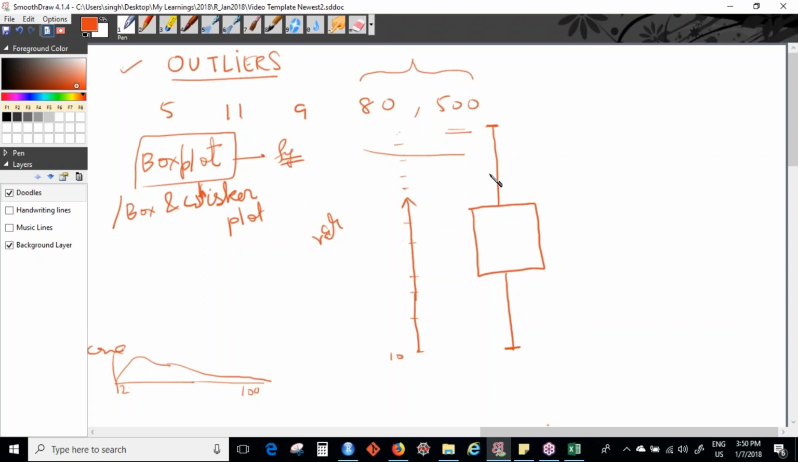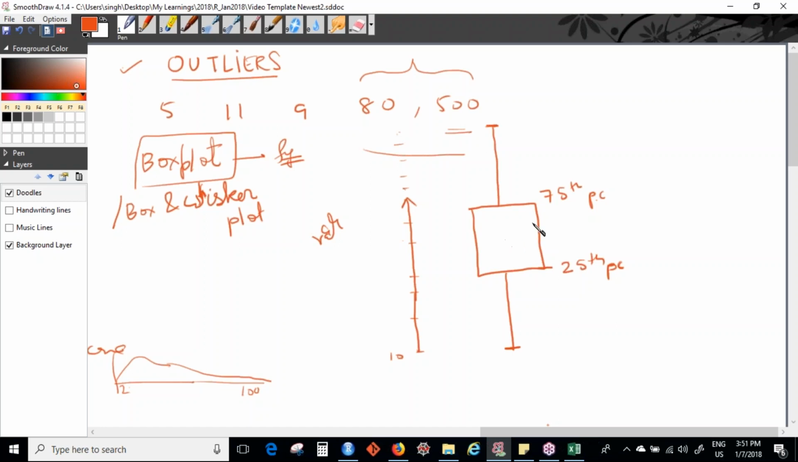Now what does this represent? This is the starting of the box. It represents the 25th percentile. The end of the box represents the 75th percentile. So now if you know these two, how much data do you have inside the box? Can you tell me? How much data do you have inside the box as a proportion?